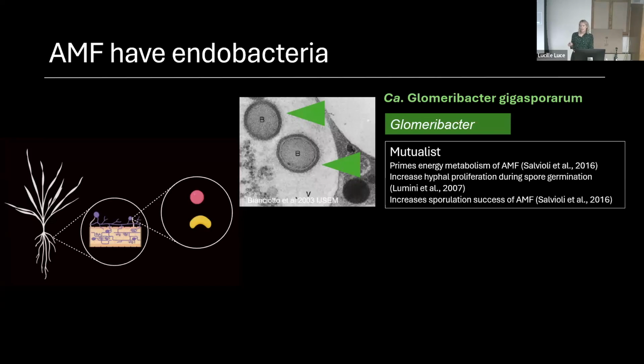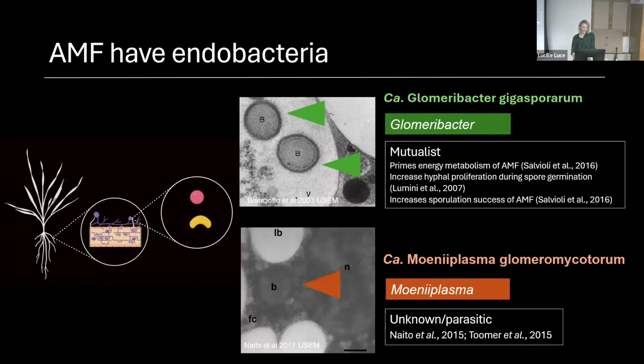Glomeribacter is the better studied endosymbiont in terms of functional characterization for what it does for its fungal host. It appears to possess characteristics of mutualists in that it primes the energy metabolism of AMF. Glomeribacter is associated with increased hyphal proliferation of AMF during spore germination and also increased sporulation success of AMF. The other endobacteria is called Candidatus Moeniiplasma glomeromycotorum.